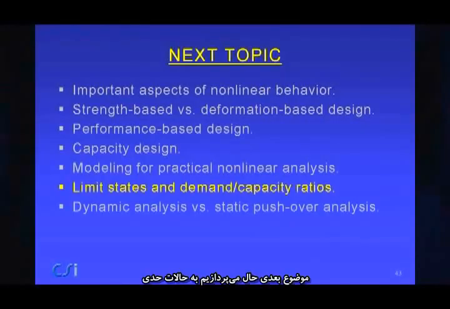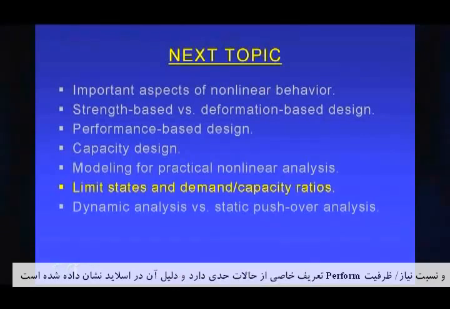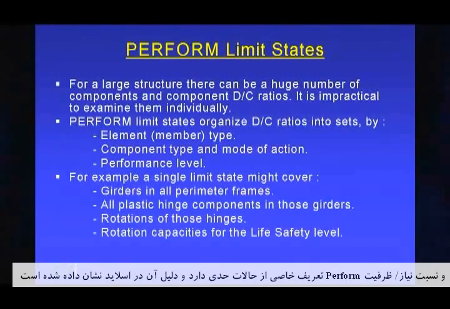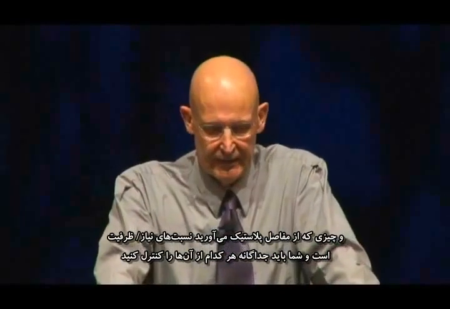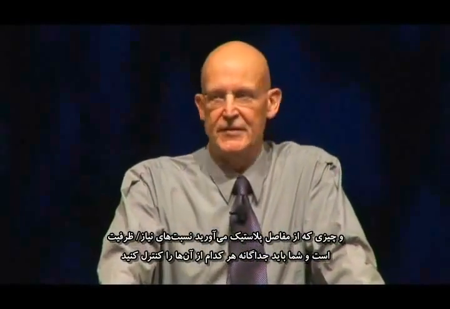Next topic, let's look now at limit states and demand capacity ratios. Perform has a specific meaning for limit states, and the reasoning is shown on this slide. For a large structure, you can have a huge number of components, thousands of plastic hinges and things like that. Let's look at plastic hinges as a particular example. A large frame could have hundreds or thousands of plastic hinges. And for each of those plastic hinges, there's a demand capacity ratio. If you had to examine each of those individually, it's impractical.